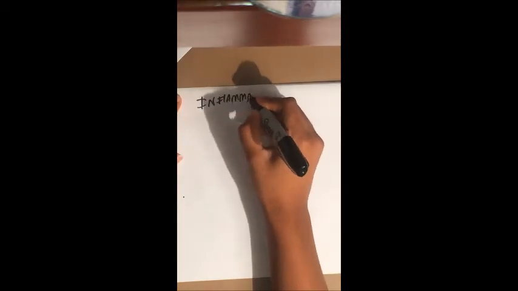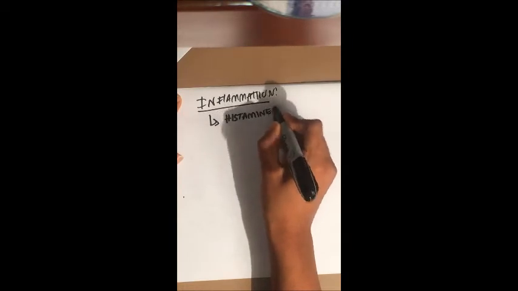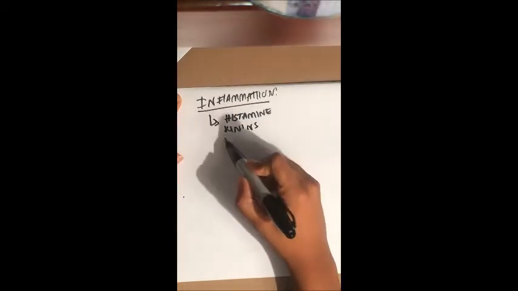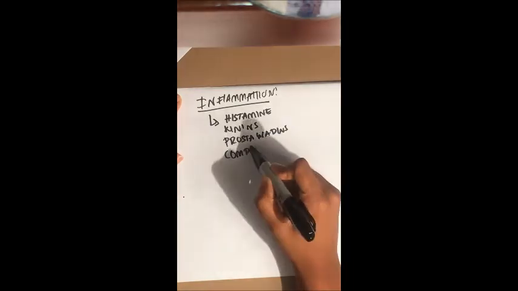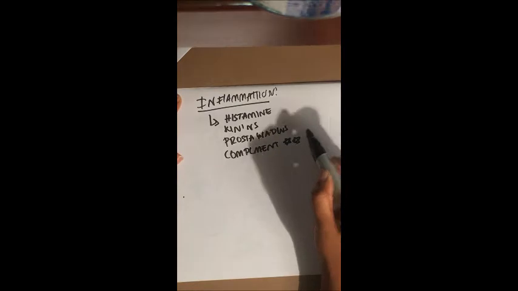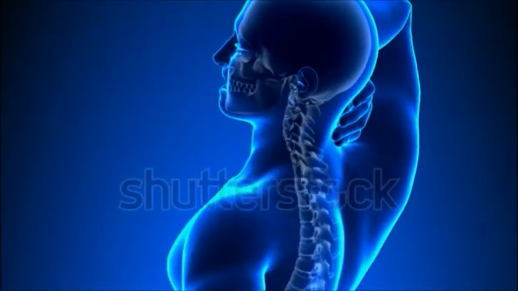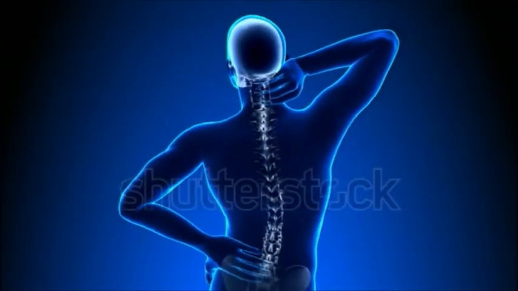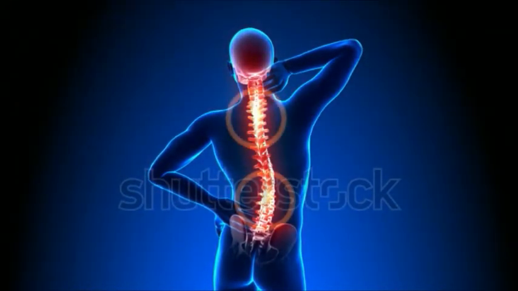Alright, so next we're going to be talking about inflammation, and the steps of the tissue's response to injury. First things first, we're going to talk about the chemicals of inflammation. You have histamine, kinins, prostaglandins, the complement system, and lymphokines. Kinins and prostaglandins cause pain. They alert you that there's something wrong. And the lymphokines are chemicals that are produced by lymphocytes.